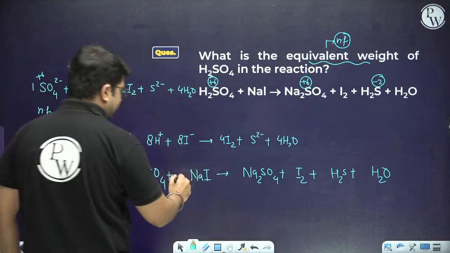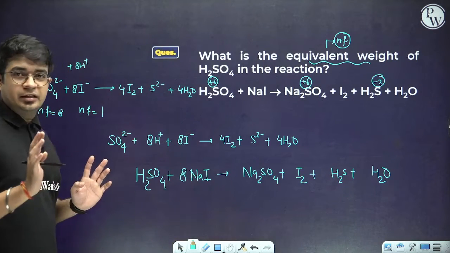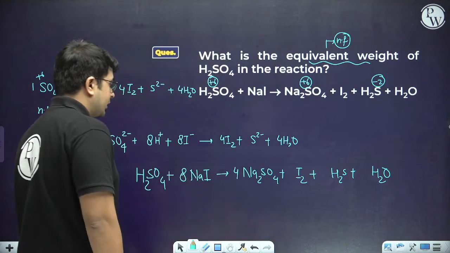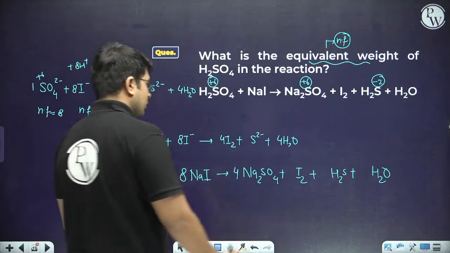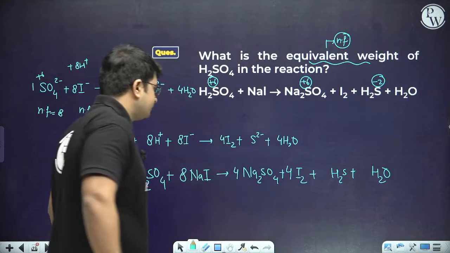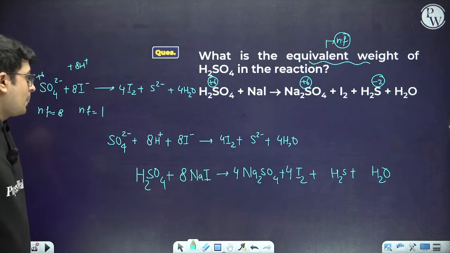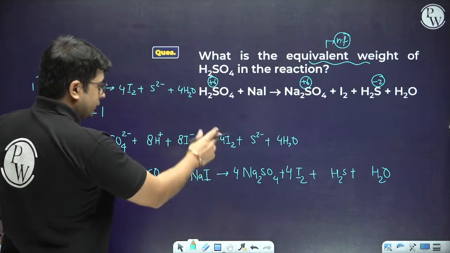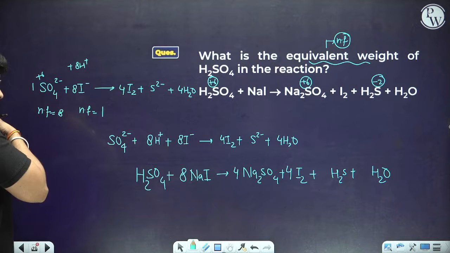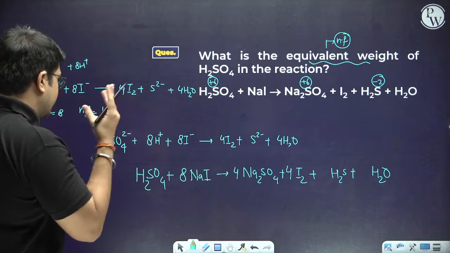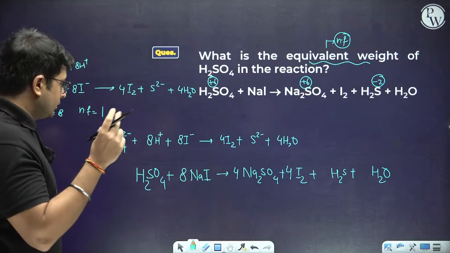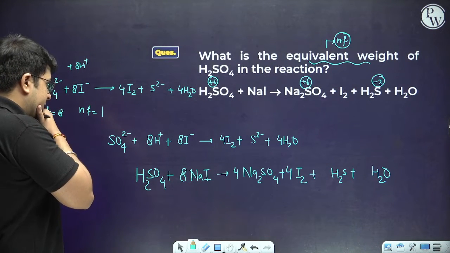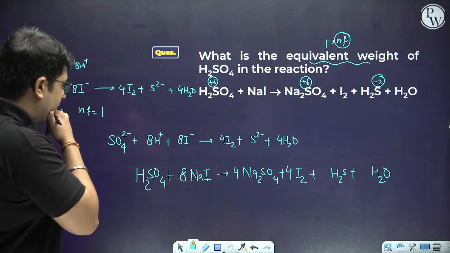So 8I negative, it means 8 NaI are definitely there. 8 NaI are there, so 4 Na2SO4 will be there, because sodium is going to be balanced out. That will be 4I2. If 4 sulfurs are there, 4 sulfur and 1, 5 sulfur, so in that case I have to balance three things: hydrogen, sulfur and oxygen. Only these three things I have to balance.